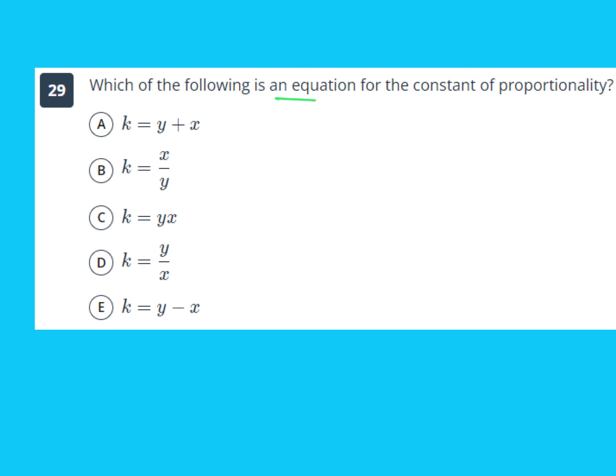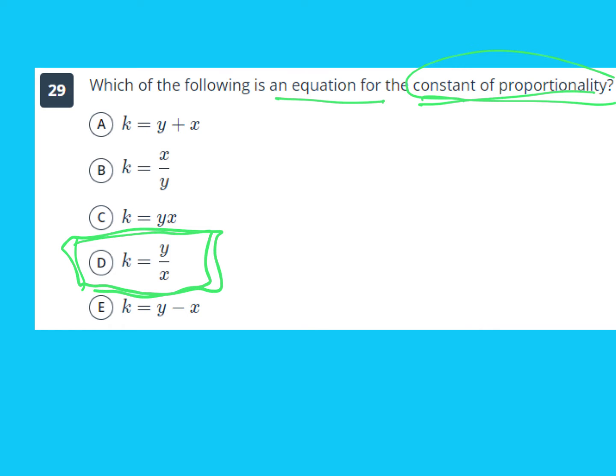Which of the following is an equation for the constant of proportionality? Well, we have been doing a bunch of these, right? Which one of these is the equation for the constant of proportionality? Well, you should know that the constant of proportionality is our K, and they're all set up for K. And you know that K is equal to Y divided by X. There it is.